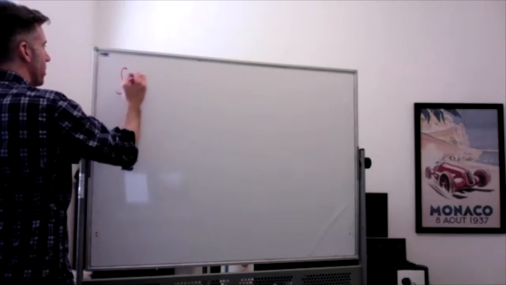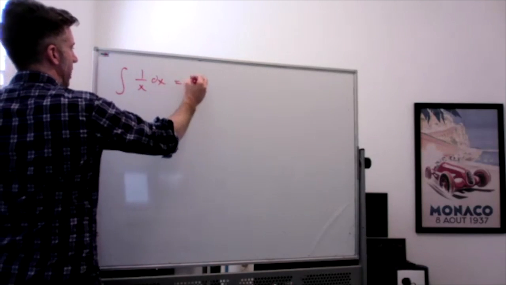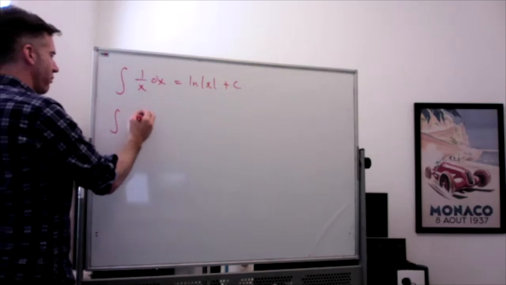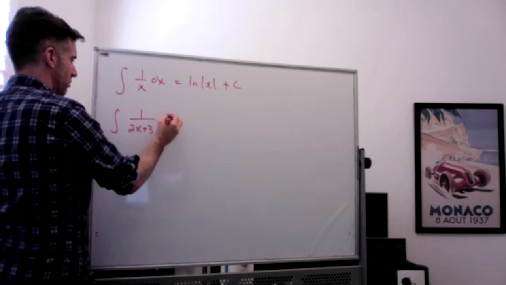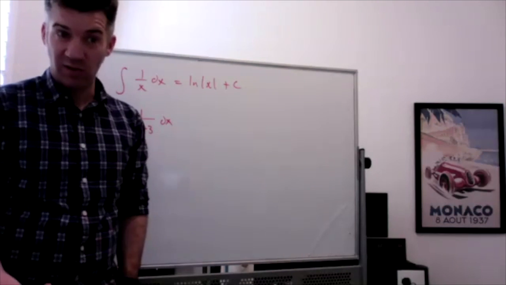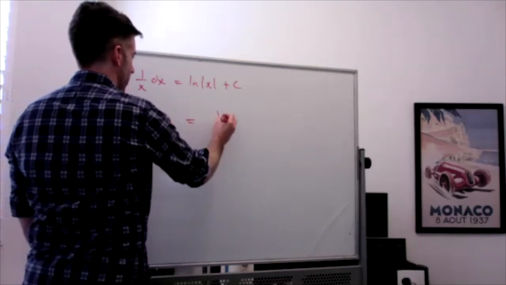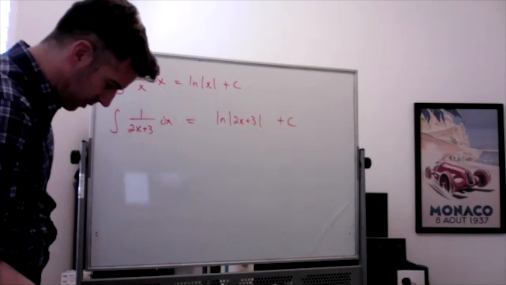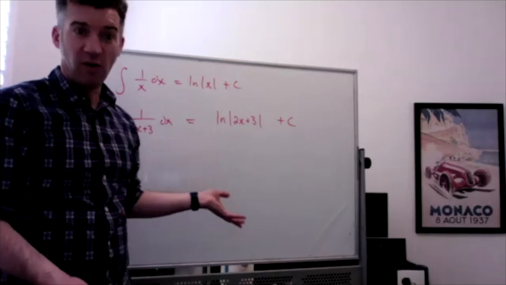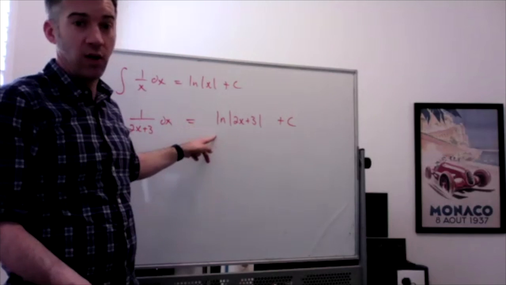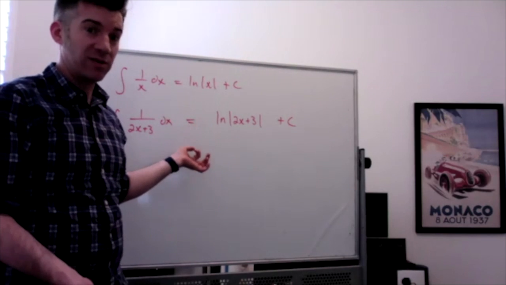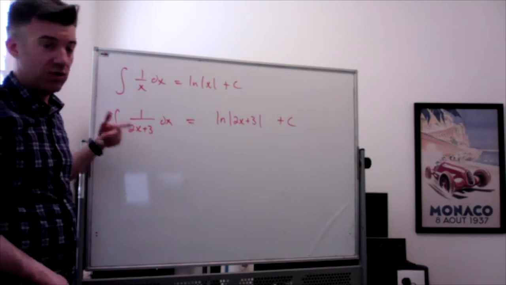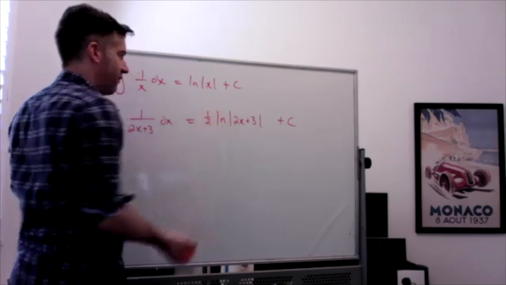We know the integral of 1 over x is the natural log of the absolute value of x plus c. More generally, if I said what's the integral of 1 over 2x plus 3? You could do a u sub, but you don't have to. You say, I know that this is going to be the natural log of the absolute value of 2x plus 3, except not quite. If I took the derivative of this, I would get 1 over 2x plus 3 times the derivative of 2x plus 3, which is 2. I don't have a 2 there, I just have the 1 over 2x plus 3, so I need a 1/2 to account for that.